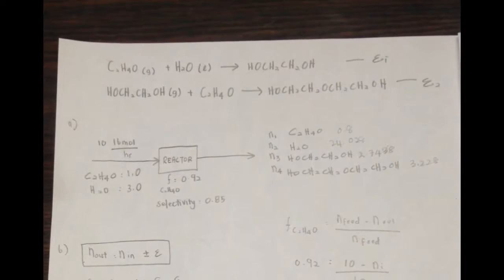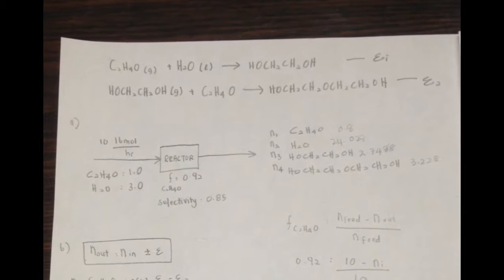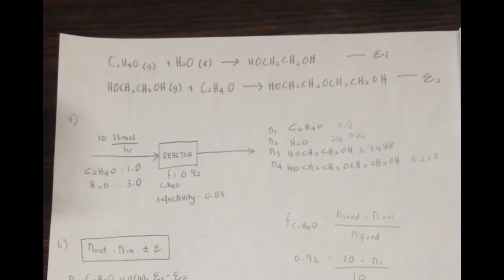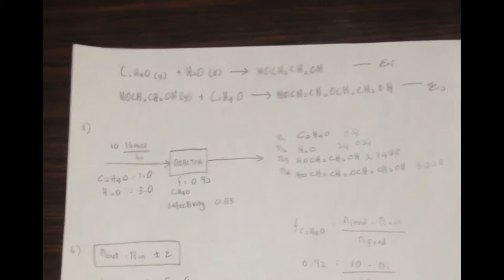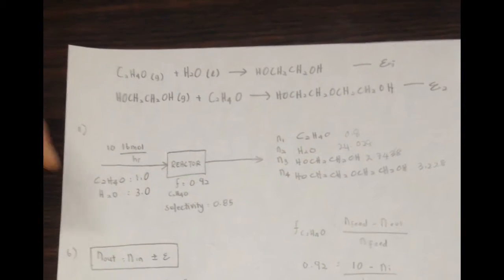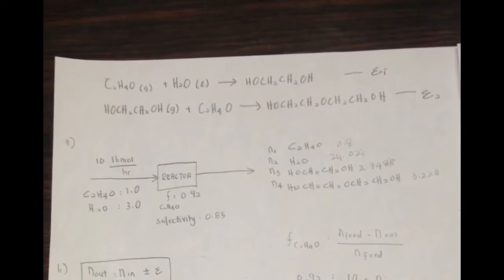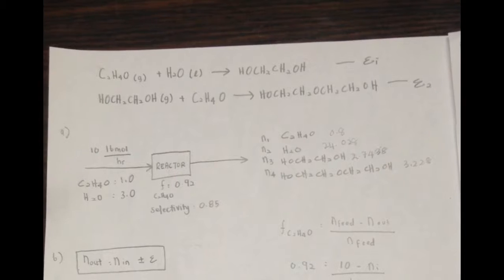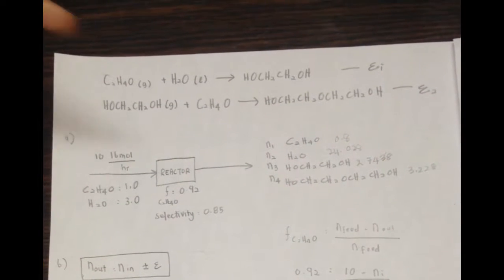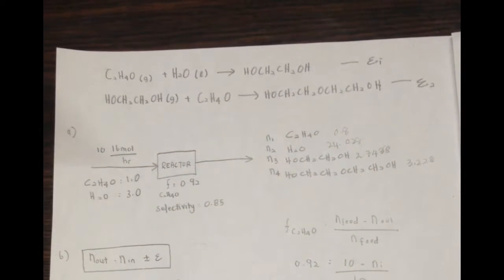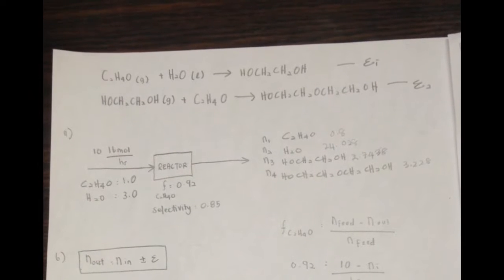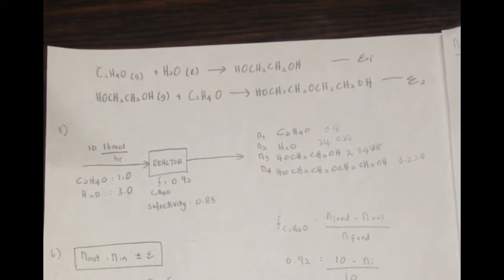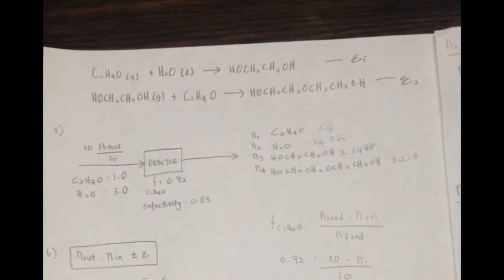The information given is the input, which is 10 mole per hour, the selectivity 0.85 and the fractional conversion is 0.92. And we let the composition of the outlet be N1, N2, N3 and N4.